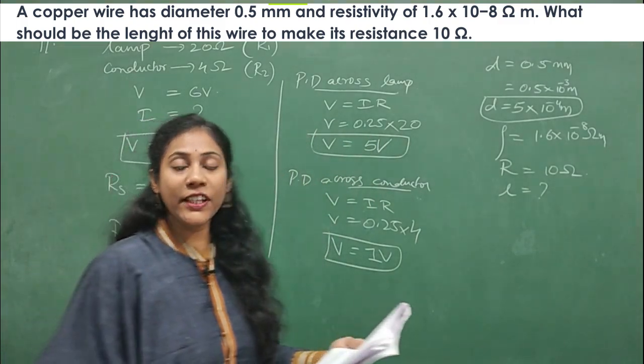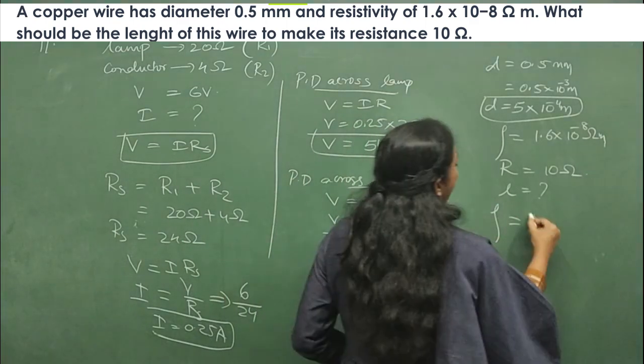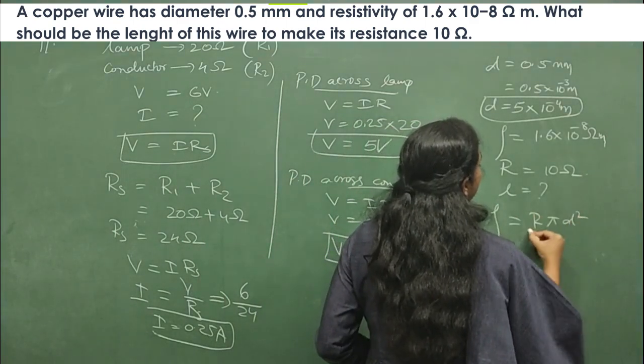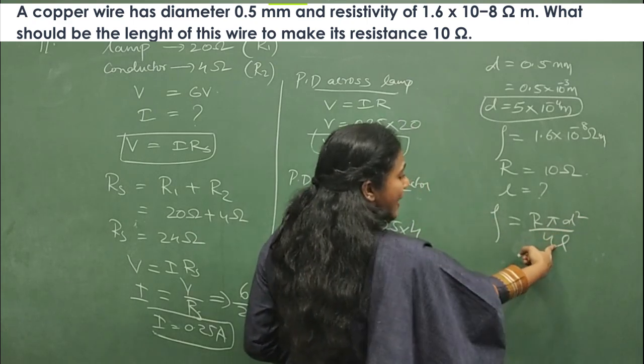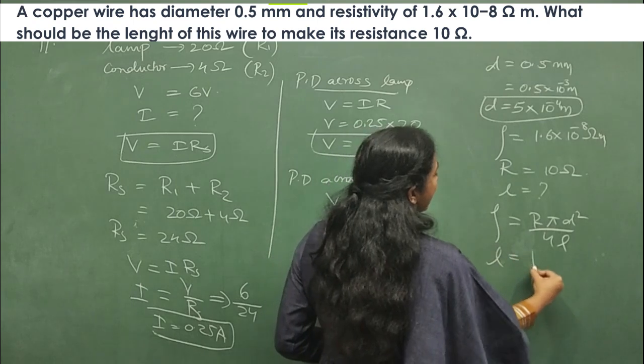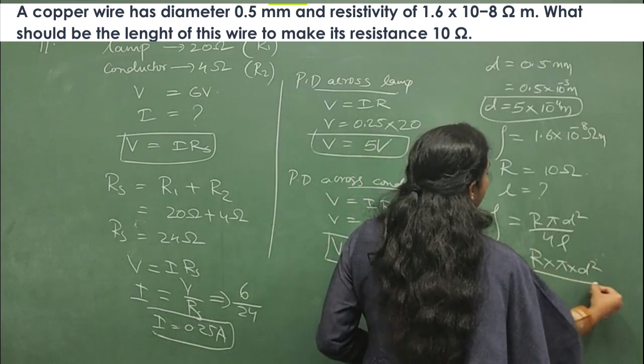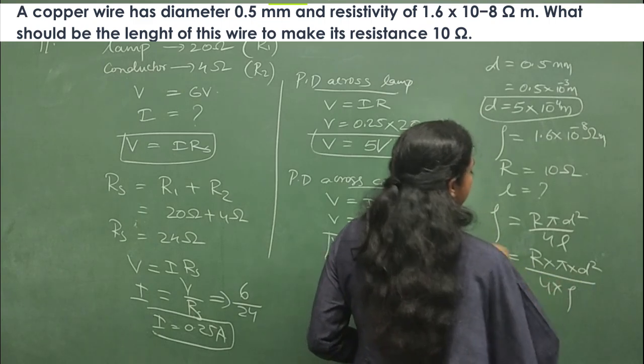So definitely we know the formula. Resistivity is equal to R by D square by 4L. They're asking you length, right? So you can rearrange the formula. L is equal to resistance into pi into D square divided by 4 into resistivity.